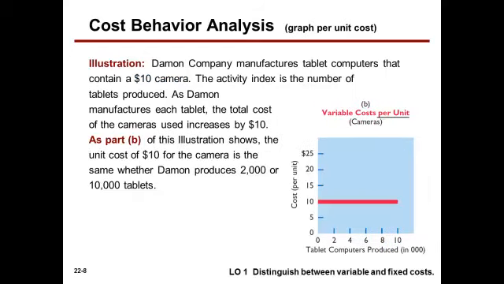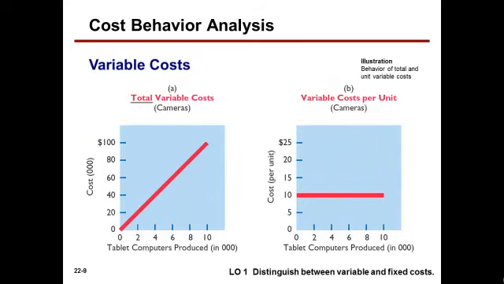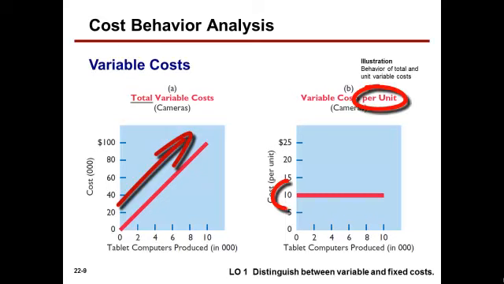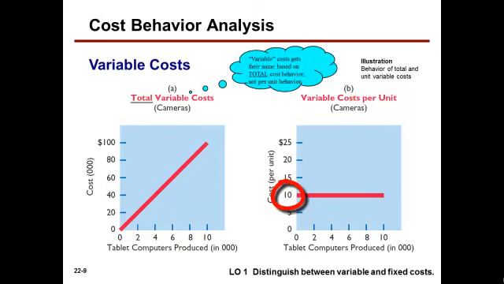Graph B shows us the per unit cost of this direct material at every stage of production activity. It's constant per unit. $10 per camera for the first tablet produced, and the same unit cost for the last tablet produced. Placing these two graphs side by side, we see on the left that total cost increases directly as production increases, because on the right, the per unit cost of this material is $10 per tablet computer produced. A variable cost gets its definition from the total costs incurred as the defined activity unit changes.